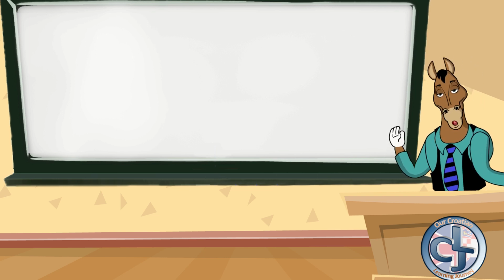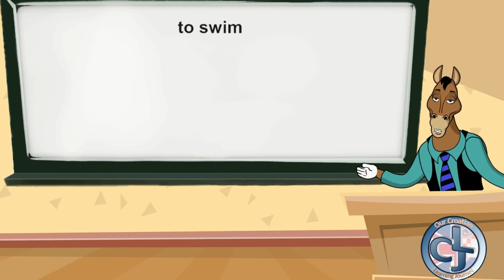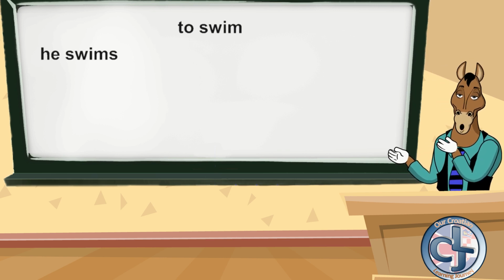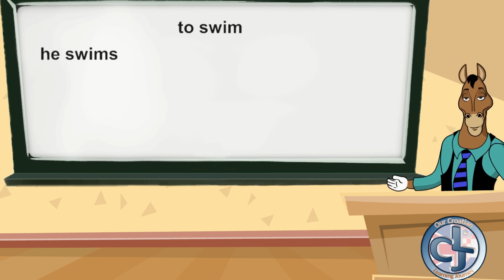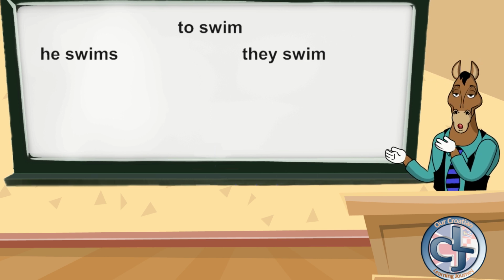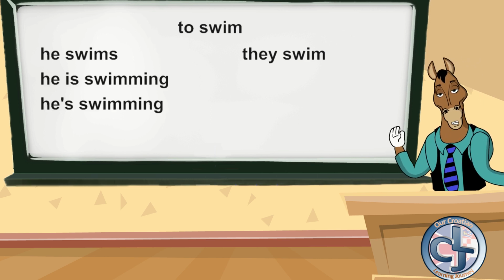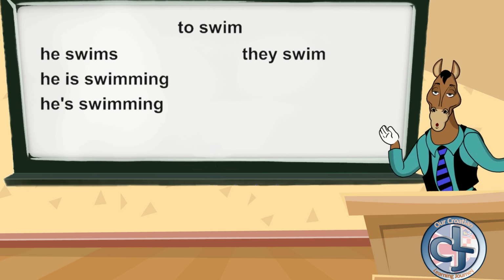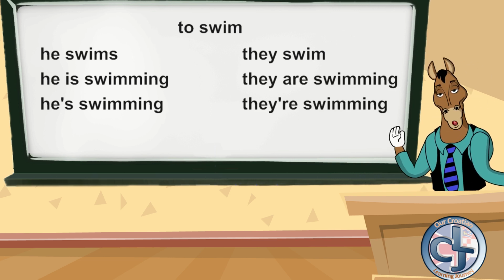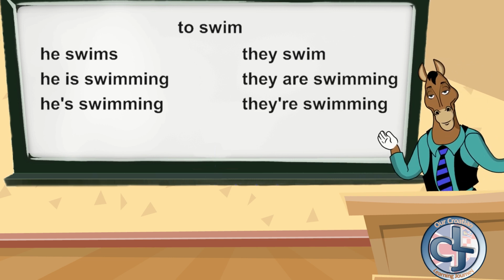If we look at the verb to swim, if he was doing the action, we would add an S and say he swims. But in the plural, like they, we would take the S away and say they swim. We could also say he is swimming or he's swimming, where we add an extra M before adding the ending ing, and this is the same for they are swimming.